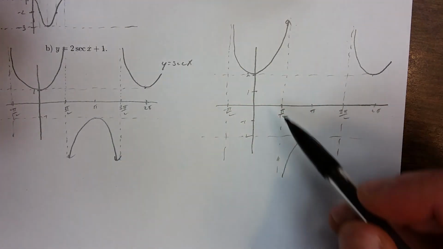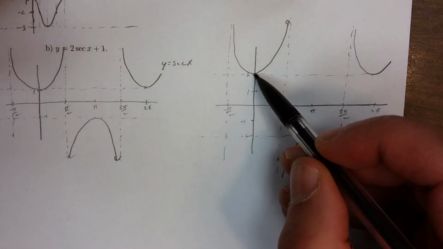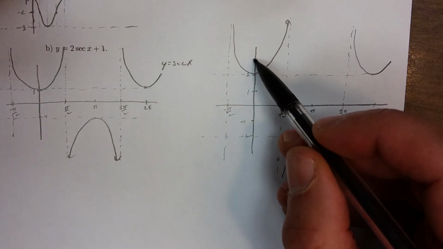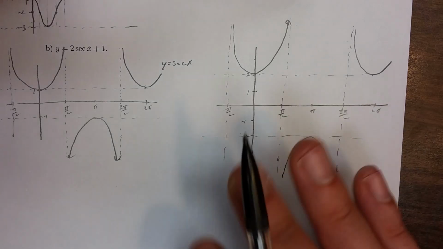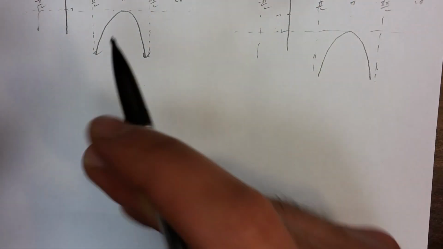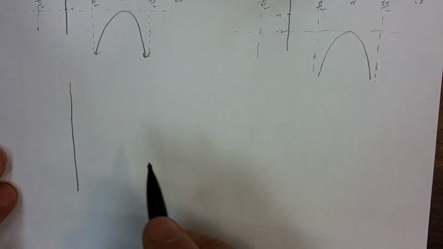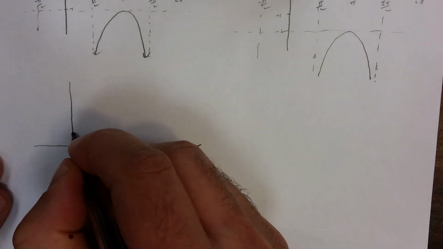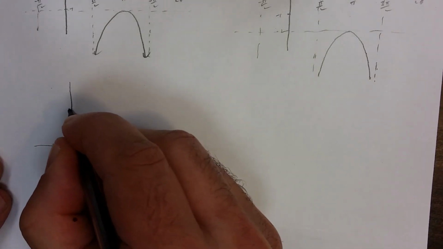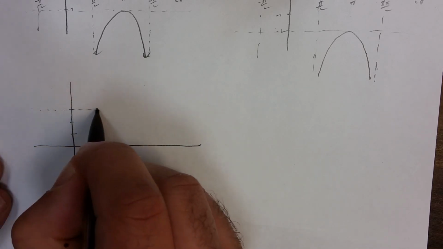With the plus 1, all we're going to do is shift everything up 1 unit. So instead of bottoming out at height 2 over here, it'll bottom out at height 3. And instead of topping out at minus 2 over here, it'll top out at height minus 1. So let's see if we can sketch that quickly. So 1, 2, 3, minus 1. I'll dot those heights in.